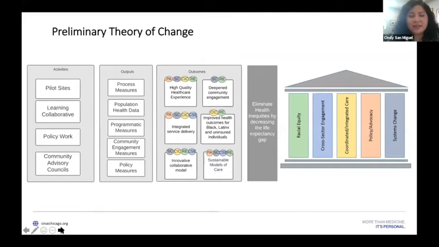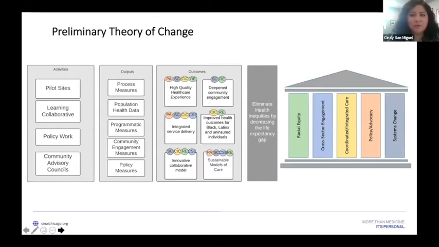All right, so this slide shows you a preliminary theory of change. And so this is showing you the activities, the outputs, the outcomes, and the overall impact of the Health First Collaborative. And so in activities, what we have represented is everything that's happening with the pilot sites, our learning collaborative, the policy work, and the community advisory councils. And I hope we don't minimize the work of the pilot sites, because that little box represents a ginormous scope of work.